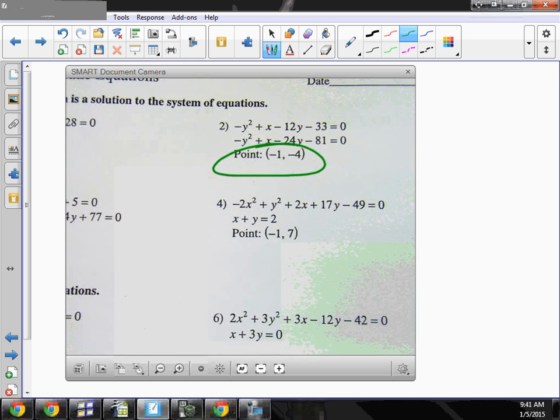So what if I plug it into the top and I get no? I don't need to do the next one. If you already know it doesn't work in one side, there's no point in plugging it in the other. Okay, so those problems are pretty simple.